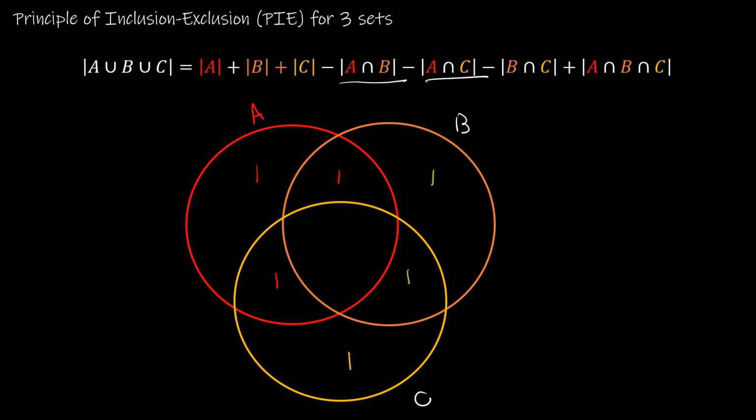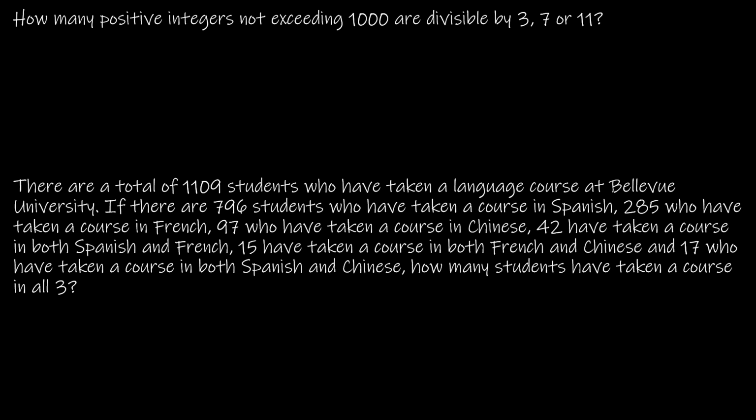And now again, you can see exactly what the problem is. While I've subtracted each of those sections, this middle segment is now missing, and that middle segment represents anything that would be in all 3 sets. So that is why I have to add it back in. So by adding it back in, I now have accounted for all of the regions of my Venn diagram. Let's take a look now at a couple of examples involving three sets.